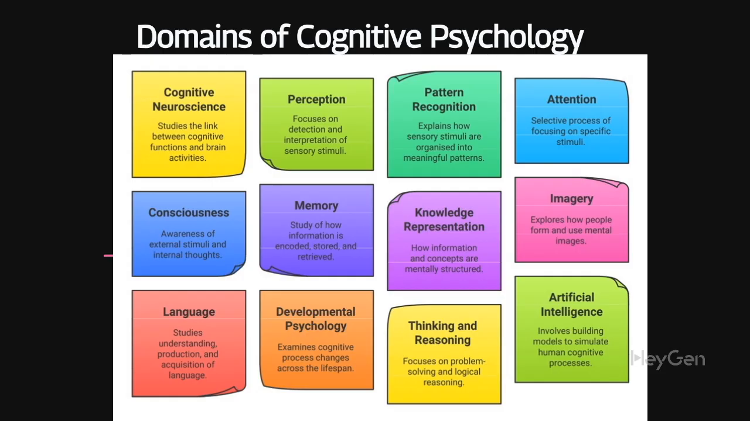Consciousness is our awareness of ourselves and our environment. It integrates perception, memory, decision making, and other processes. Cognitive psychologists study how consciousness emerges and how it guides thought and behavior.